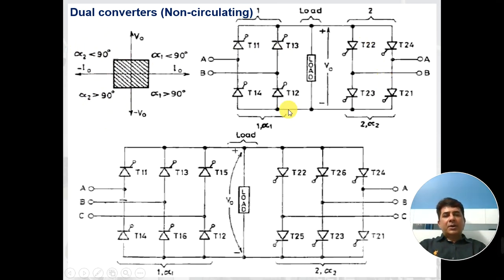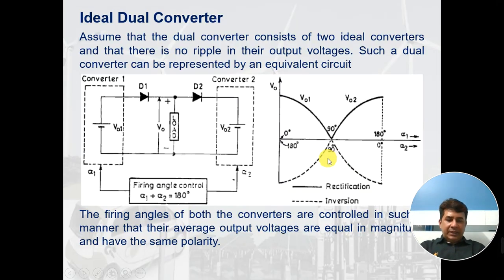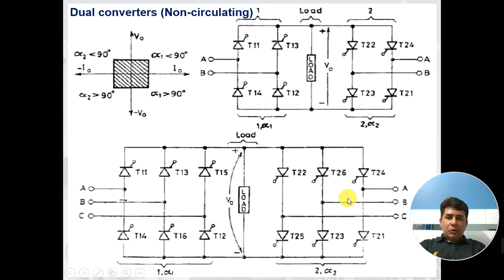So for these two quadrants, converter 2 will be operated. For these two quadrants, converter 1 will be operated. That is how we go for it. I have used the term non-circulating. Let's try to understand what this is, but before that, let me finish this slide. This same operation will be done for the three-phase converter. This will be operated for these two quadrants, and this will be operated for these two quadrants.